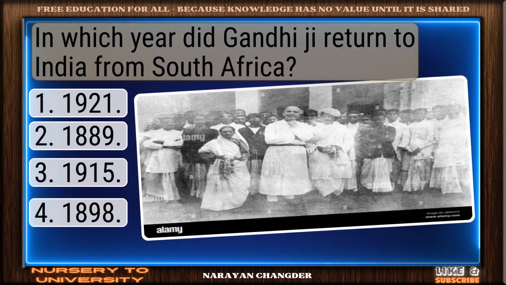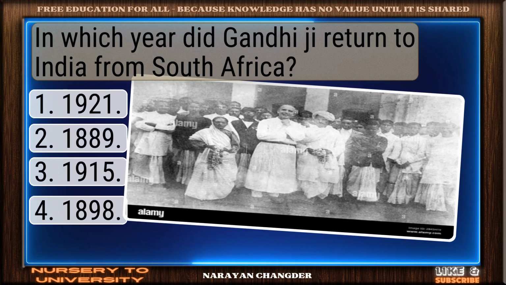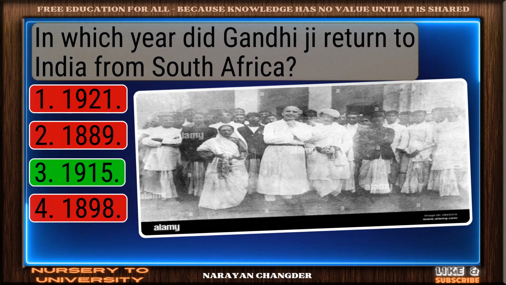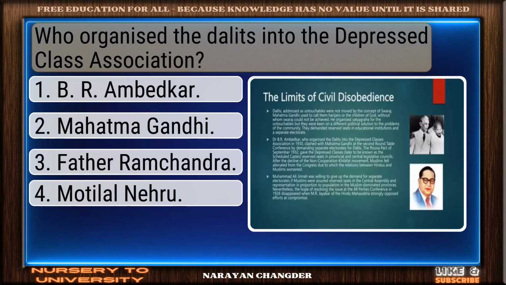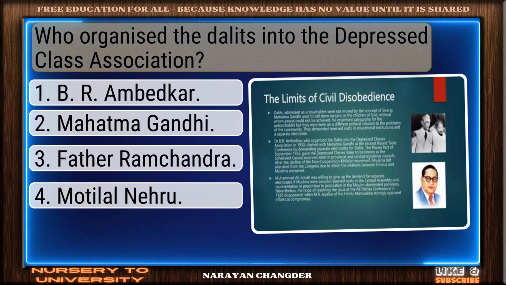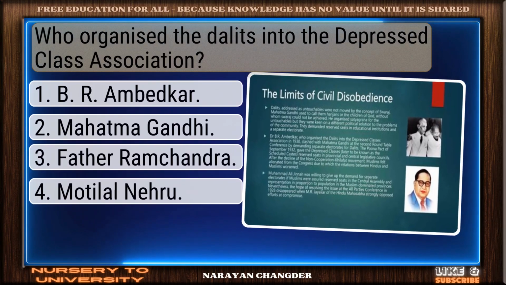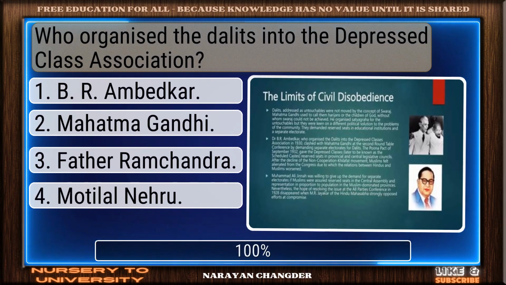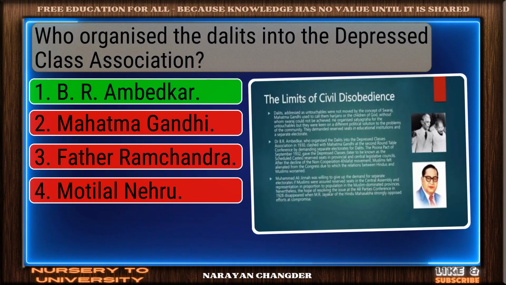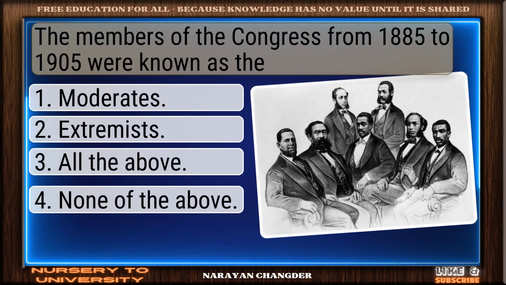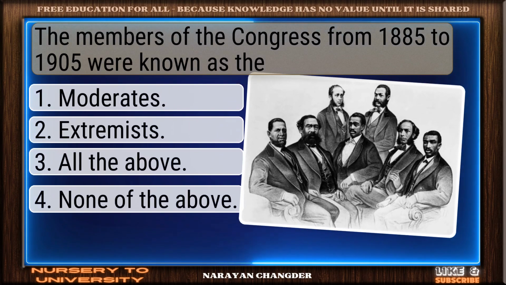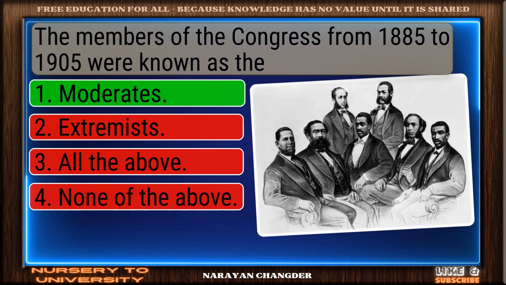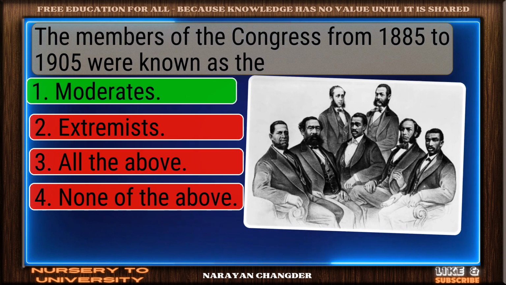In which year did Gandhiji return to India from South Africa? Well done. 1915 is right. Who organized the Dalits into the Depressed Class Association? Good job. B.R. Ambedkar works well. The members of the Congress from 1885 to 1905 were known as the. Clear logic. Moderates is sound.